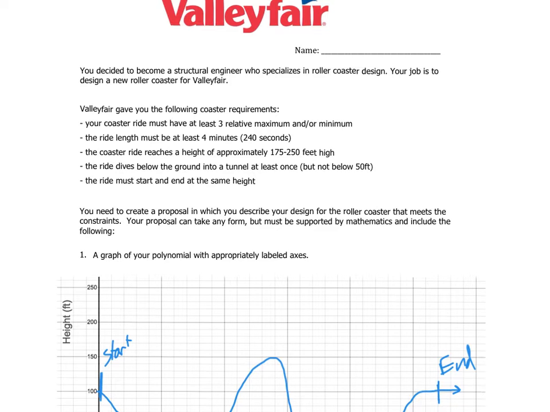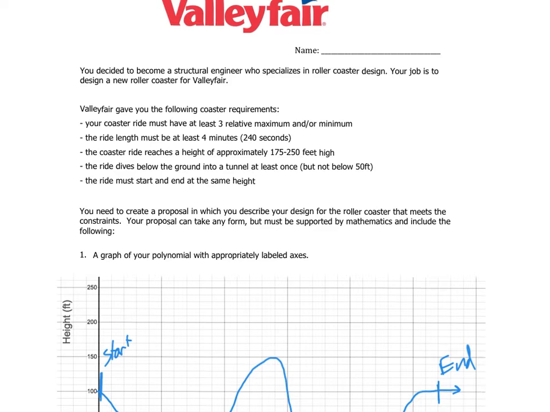Instead of doing a test for the end of Unit 6, we're just going to do this Valley Fair project, and we'll count it as a test score. So hopefully you do well on it, and we can go from there. The whole thing with this is you've decided to become a structural engineer who specializes in roller coaster design. So you're basically going to design a roller coaster, and you're going to have these things in it.